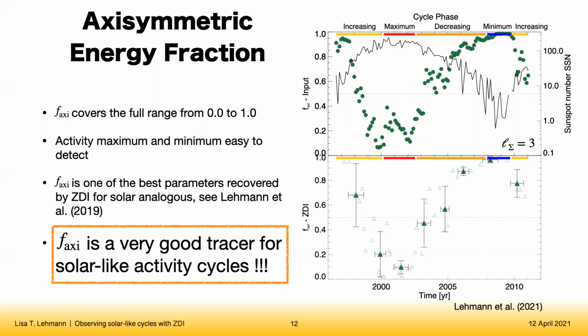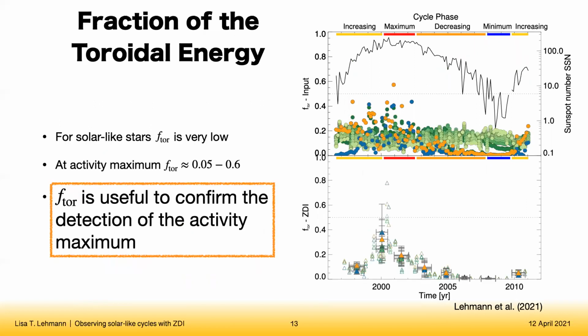Here I show the fraction of axisymmetric field including the L modes 1, 2, 3. And you see they are covering the whole range. We are really getting fractions from nearly 1 to 0, and ZDI is beautifully recovering this trend. So really nice. The fraction of axisymmetric field is a very good tracer for solar-like activity cycles. What about the toroidal field?